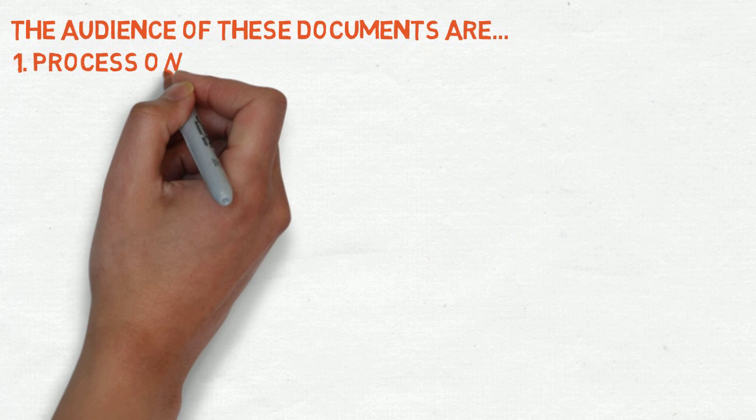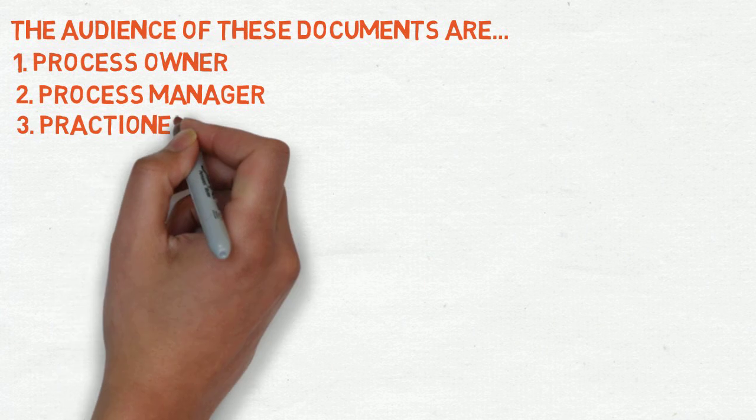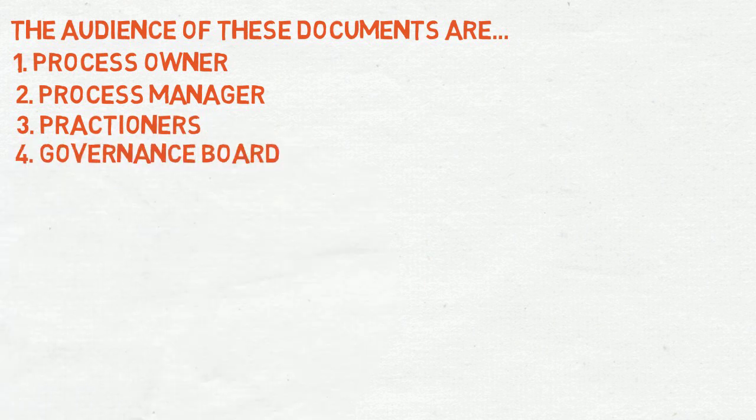These documents are meant for anyone involved in the process, but the first most important audience member is the process owner, because he or she is responsible for the effectiveness and value provided by the process, followed by the process manager, then the practitioners, and finally the governance board.